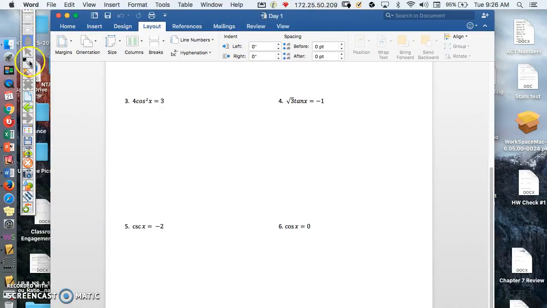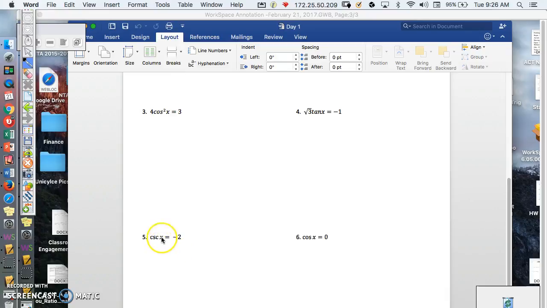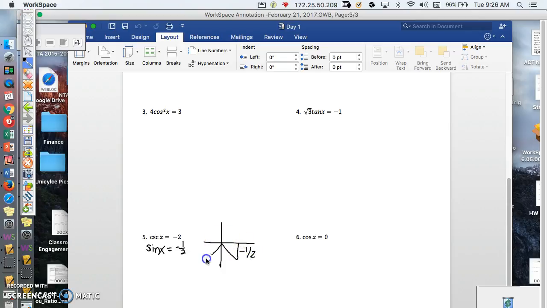All right. So the cosecant of x equals negative 2. So if it's our cosecant, what do we know? The sine of x is our reciprocal, so negative 1/2. So again, sine is our y, so we have negative half, negative half. These are a lot of 30 degrees here, so what do we have is 210 and 330. So we got 7 times 30, so 7 pi over 6. 11 times 30, so we have 11 pi over 6.